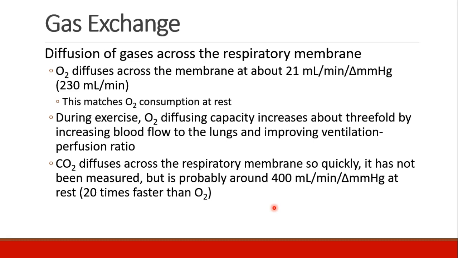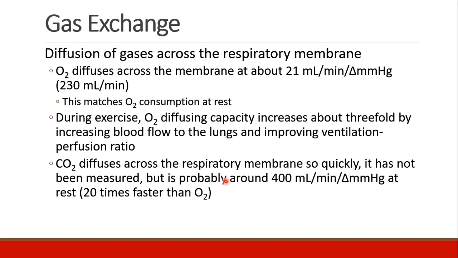So the gases need to diffuse across the respiratory membrane, across the alveolar membrane into the blood. Oxygen diffuses across the membrane at about 21 milliliters per minute per difference in millimeter of mercury across the membrane. That is the pressure difference between the PO2 in the alveoli and the PO2 in the blood. If you do the math, this is about 230 milliliters a minute, which is great because that's pretty much your oxygen consumption at rest. During exercise, the lung is able to increase its oxygen diffusing capacity about 3-fold. It does this by increasing blood flow to the lungs and improving ventilation perfusion ratios.